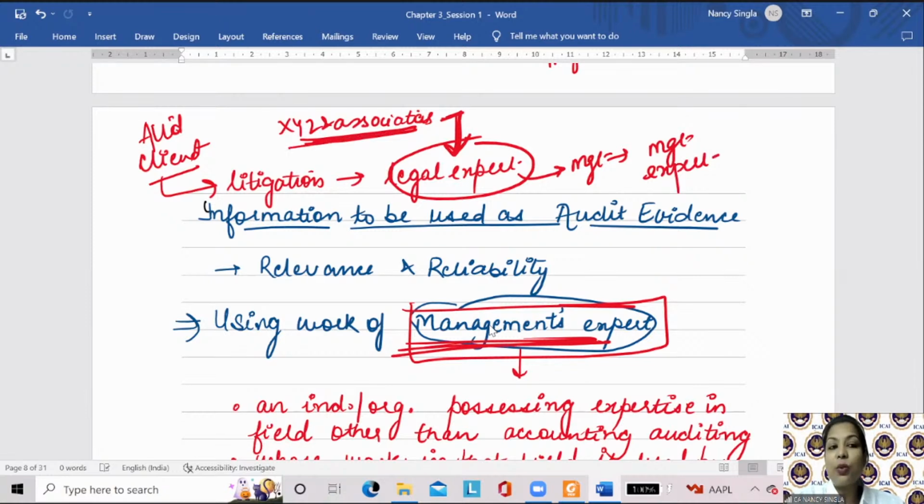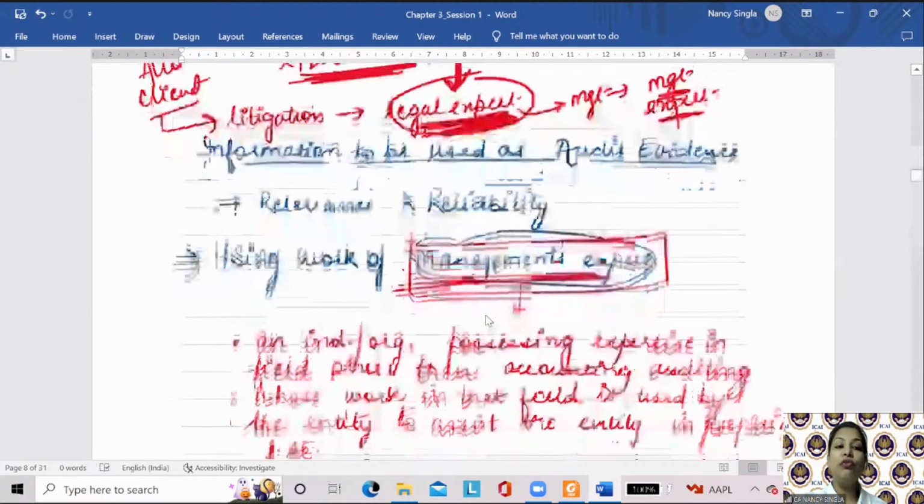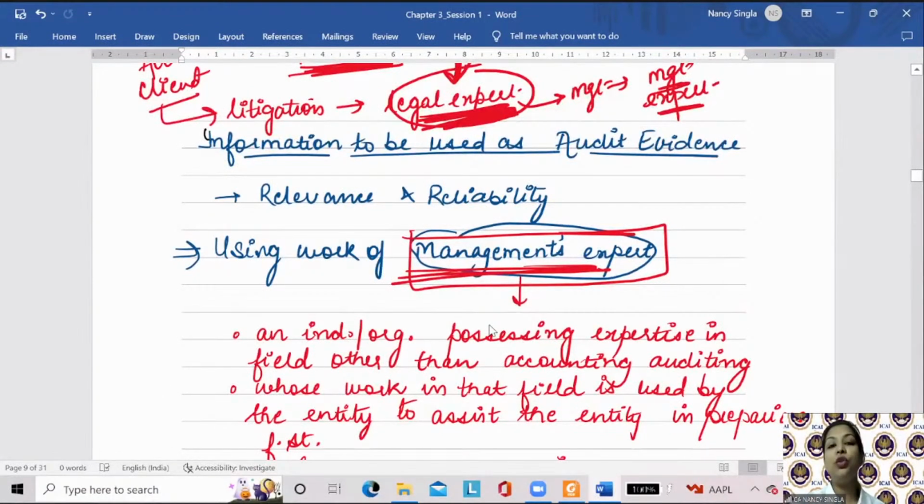So when XYZ and Associates are using the information provided by a legal expert or management expert as audit evidence, what all does the auditor need to consider? This is our next topic. Whenever the auditor is going to use any information, he needs to see whether it is relevant for the purpose of the audit and whether it is reliable.